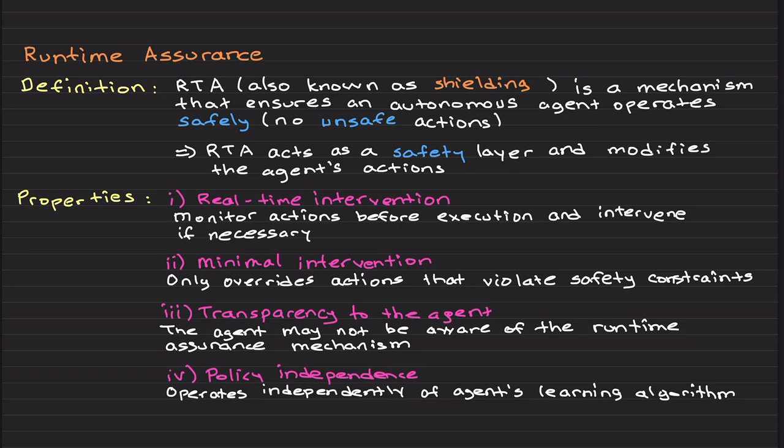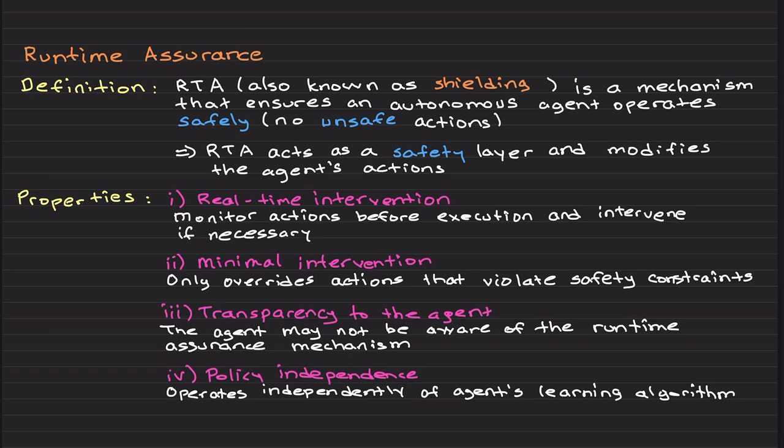Before I dive into properties, for example, consider an autonomous vehicle that navigates through dynamic environments with pedestrians and other vehicles. In this case, the objective of the reinforcement learning policy is to optimize for efficiency and speed. The runtime assurance mechanism acts as a secondary safety controller and, for example, monitors the vehicle's distance to the pedestrians and other vehicles.